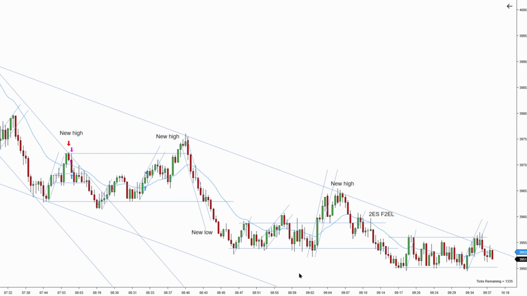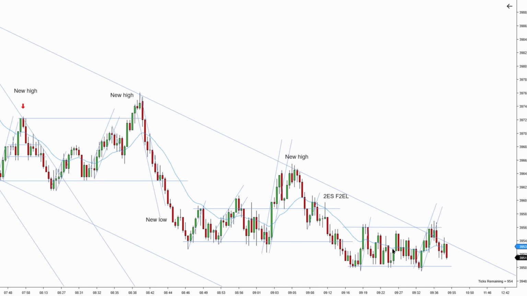So I've been sitting here still with just my one single setup. Price action is working in this consolidation for such a long time that I'm not really touching it. This was a great setup.